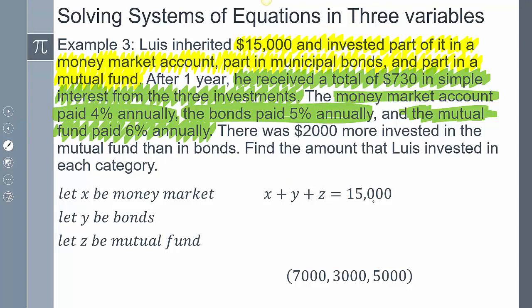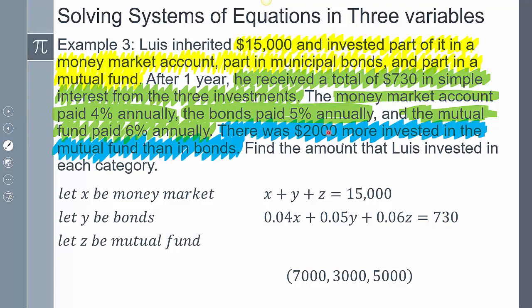Now the next one says he received a total of $730 in interest from each of those accounts. The money market was 4%, the bonds was 5%, and the mutual fund was 6%. So I get 0.04 times whatever was in the money market, 0.05 times whatever was in the bonds, and 0.06 times whatever was in the mutual fund. That totaled $730. The last equation says there was $2,000 more invested in the mutual fund than in the bonds, so I would write it like this: z equals 2,000 plus y.